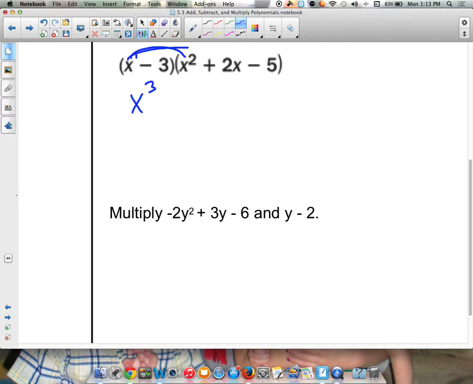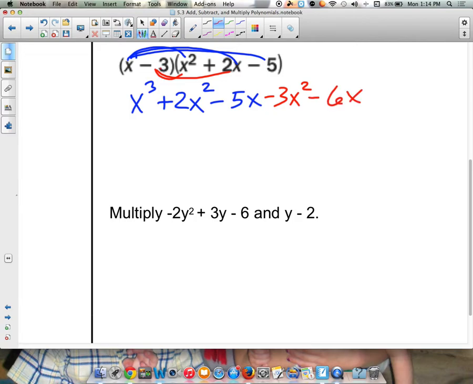I'm going to go x times 2x to get plus 2x squared. And then x times negative 5 gives minus 5x. So I take the x and I distribute it. And then I'm going to take this minus 3 and distribute it as well. So negative 3 times x squared is negative 3x squared. Negative 3 times positive 2x is negative 6x. And then negative 3 times negative 5 is positive 15.